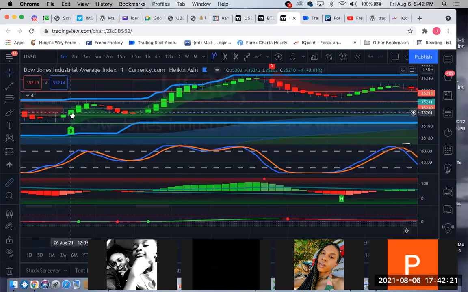So I tried this strategy on US 30. I also tried it on SPX 500. And I also tried it on NAS 100, JER 30 as well. I haven't used it on Bitcoin because I have my own thing that I use on Bitcoin. But I can vouch for those four that they do work.